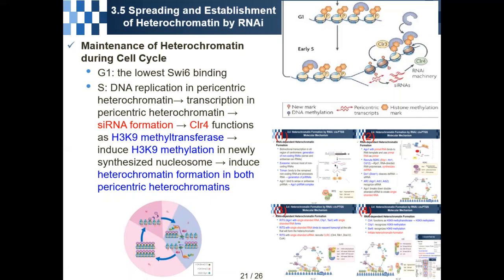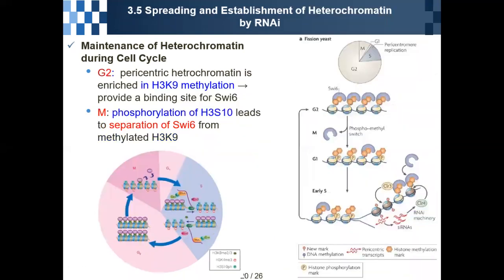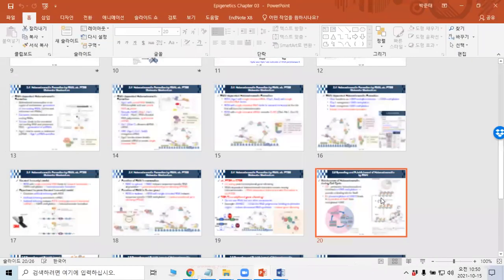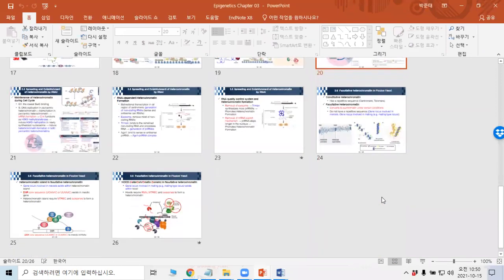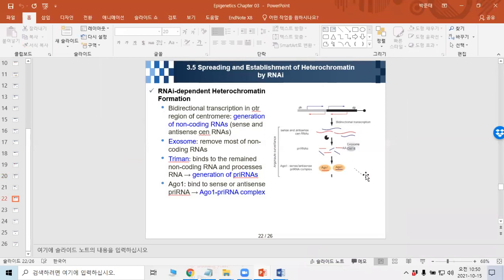Okay, so I will show you the picture, but you have to explain the procedure. Because this is also a very important concept in chapter 3. And this is the first step of the RNAi-dependent heterochromatin formation.